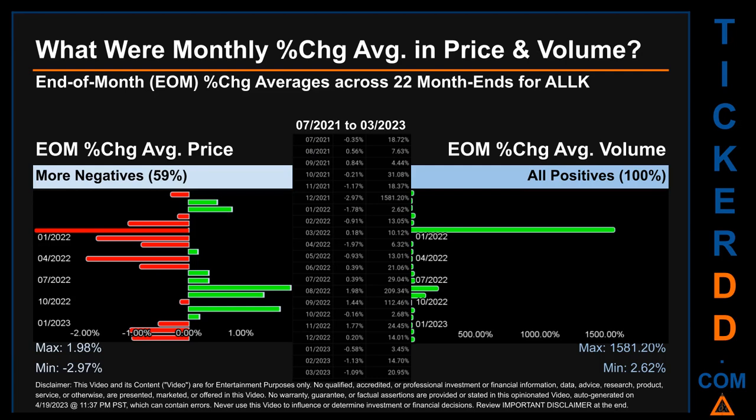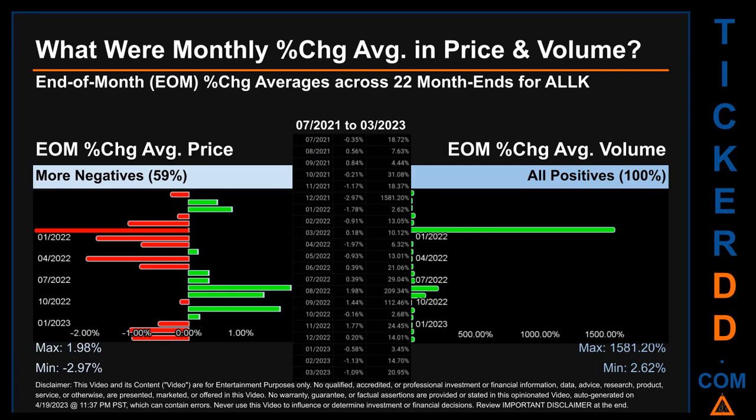From 07/2021 to 03/2023, out of 22 month ends, 13 had a negative percentage change in average price. Meaning 59% of month ends saw a negative percentage change in average price. In terms of volume, 22 out of 22 month ends had a positive percentage change. That is 100% of month ends saw a positive percentage change in average volume.